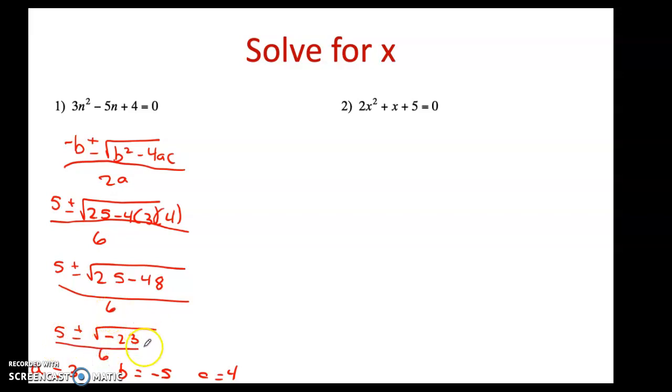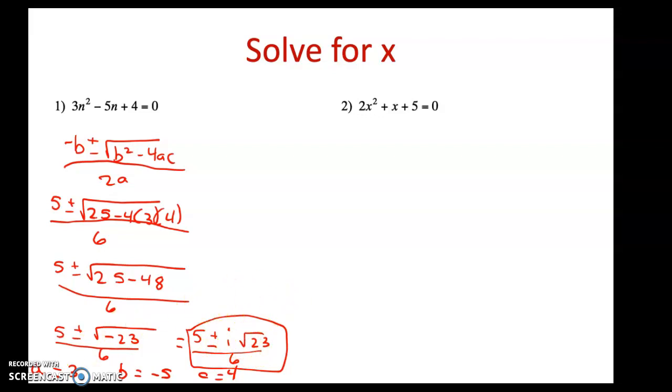Now we can't simplify 23, but we know we can simplify a negative inside. Square root of a negative 1 is the same thing as, that's right, i. So we're going to pull the i out. So it's 5 plus or minus i root 23 over 6. And this is my final answer because I'm not able to divide all 3 coefficients and constants by the same number. Now, again, if we look at the discriminant, it's a negative inside, which means we're going to have 2 complex answers, and these are my 2 complex answers: 5 plus i root 23 over 6 and 5 minus i root 23 over 6.